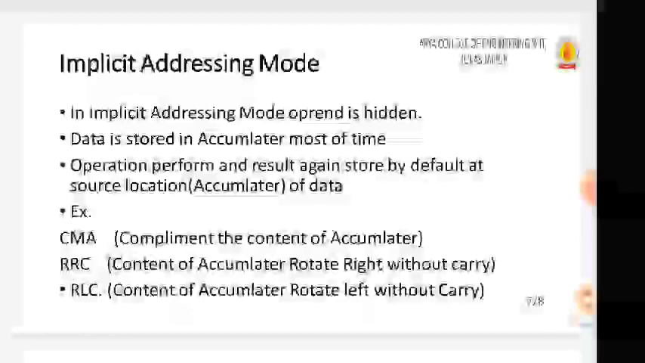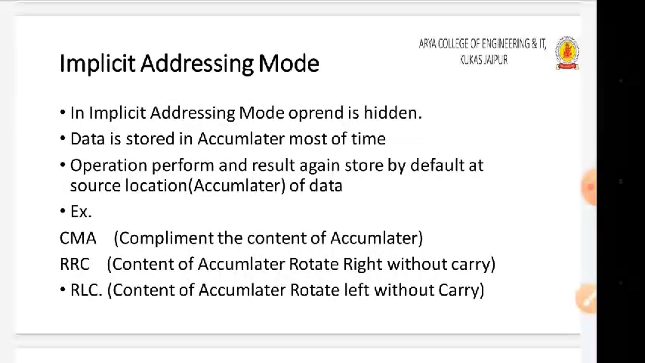Next, implicit addressing mode. In implicit addressing mode, the operand is hidden. It means the operand is not shown directly and data is stored in the accumulator most of the time. Mostly, when we are not given any operand, it means by default there will be the accumulator. Also, after execution the result should be in the accumulator.